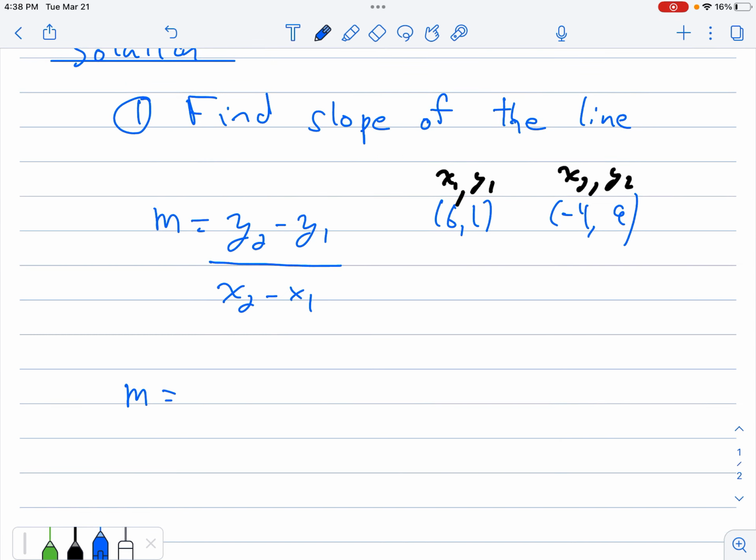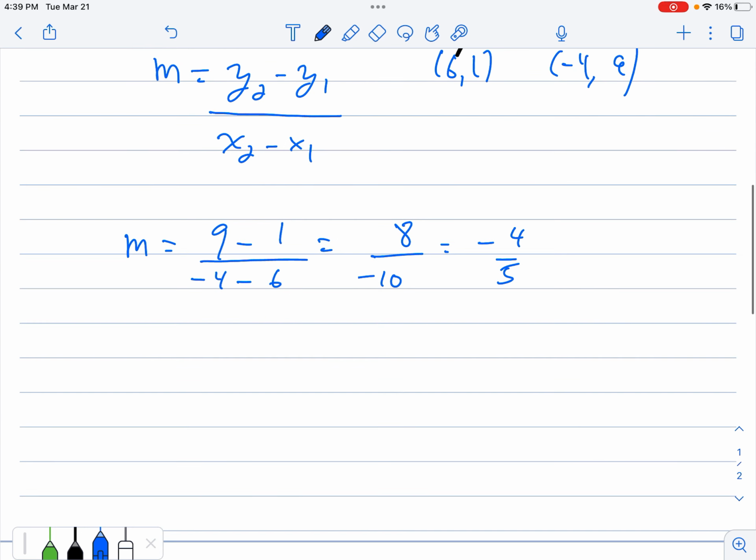So I'm going to take 9 minus 1 over negative 4 minus 6, which is going to give me 8 over minus 10, which is equal to minus 4/5. So that's our slope. And then second, we will now find the equation of the line.